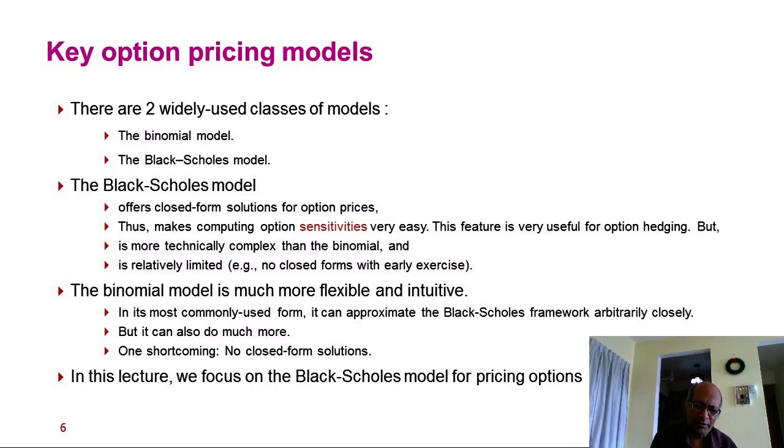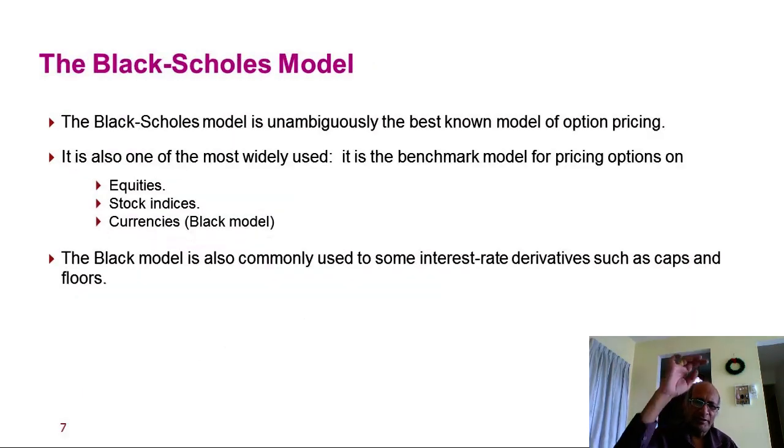In this lecture, we focus on the Black-Scholes model for pricing options. Black-Scholes is unambiguously the best known model for option pricing right now. It is quite thorough, intuitively capturing all the possible movements of the underlying. It is also one of the most widely used. It is the benchmark for modeling option pricing for equities, stock indices, and currencies. For currencies specifically, there's the Black model, which we are not including in this syllabus. The Black model is also commonly used for some interest rate derivatives such as caps and floors. However, don't worry too much about that now.